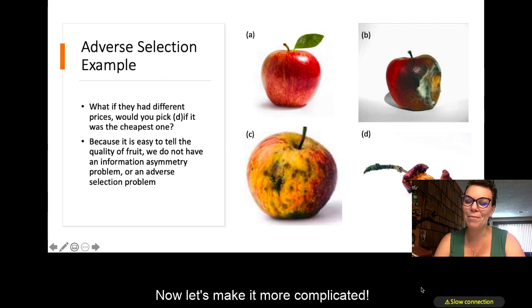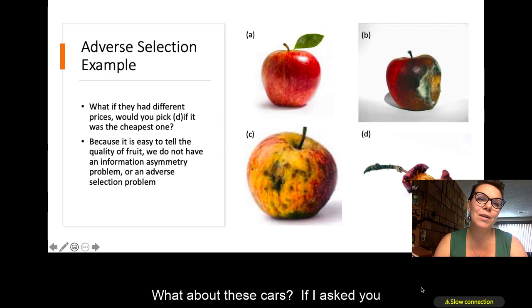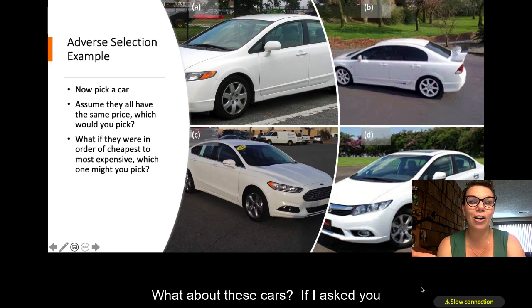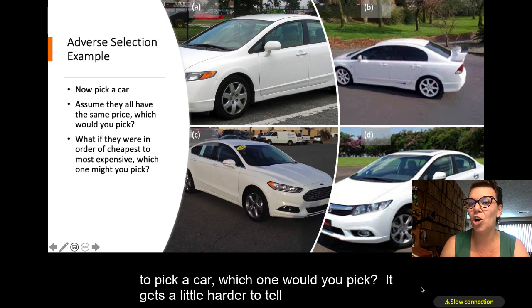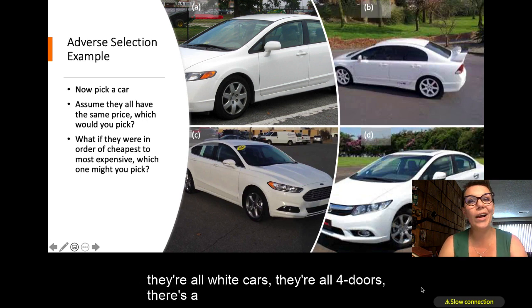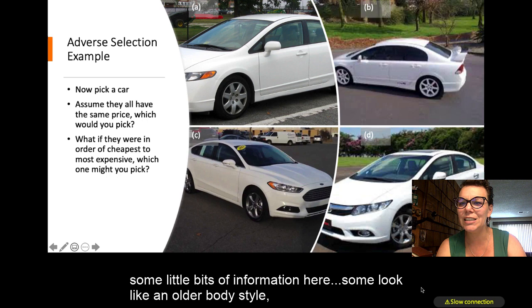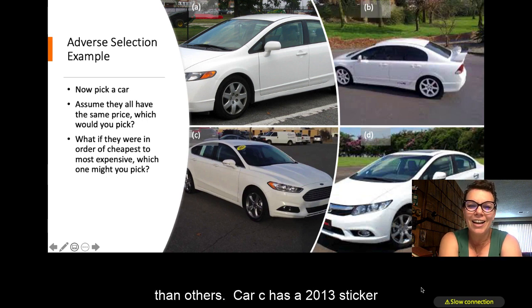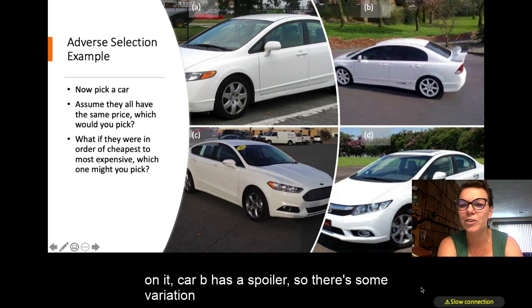Now let's make it more complicated. What about these cars? If I asked you to pick a car, which one would you pick? It gets a little harder to tell. They're all white cars. They're all four doors. There's some little bits of information here. Some look like a little bit older body style than others. Car C has a 2013 sticker on it. Car B has a spoiler, so there's some variation.